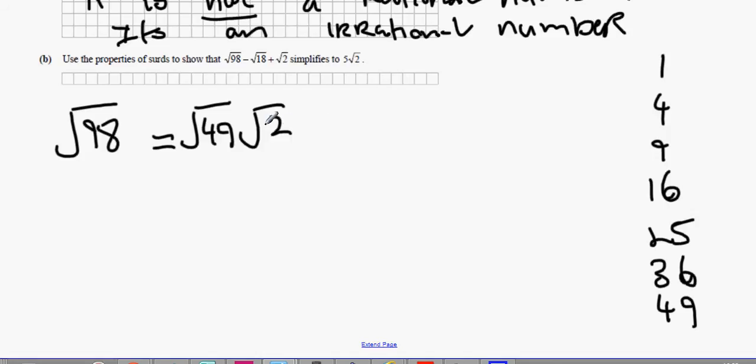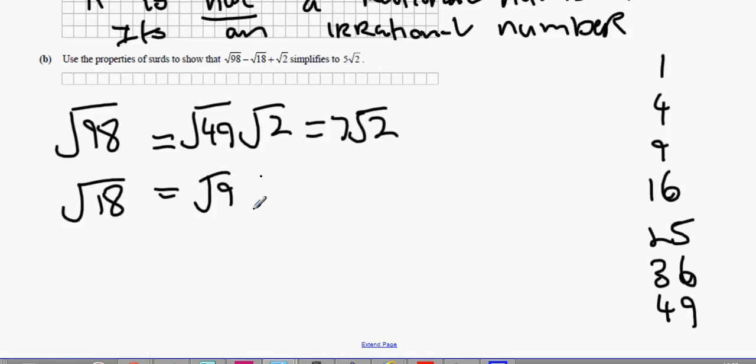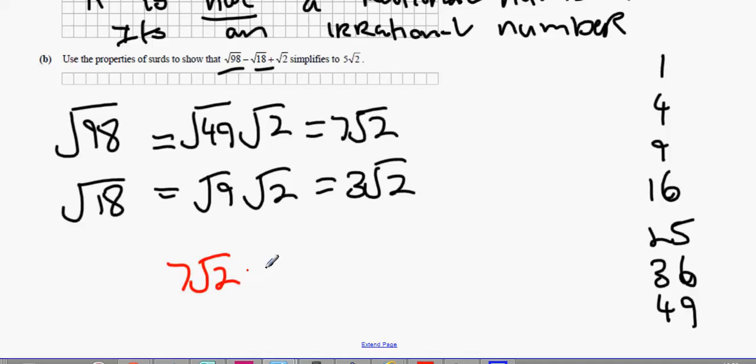And root 49, root 2 is going to be 7 root 2. Okay, because root 49 is 7. Same thing. Okay. Next part then is going to be root 18. Now always remember that you can once again break it down: 18 can break down into root 9 times root 2, which in turn is 3 root 2, because root 9 is 3. Then if we put it into the original question, what we're going to get is 7 root 2 minus 3 root 2 plus root 2.